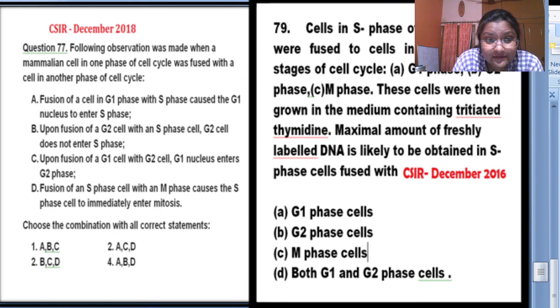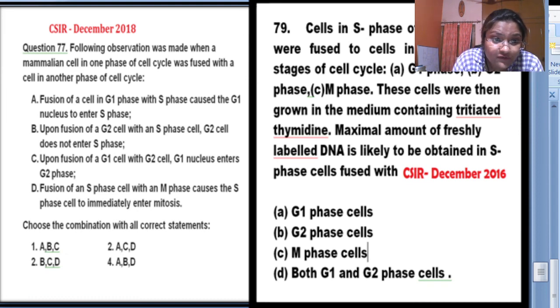When G2 and S phase cells were fused together, then the G2 cell did not replicate. Neither did it enter the mitotic phase. It remained in the G2 phase itself. So B is also correct.